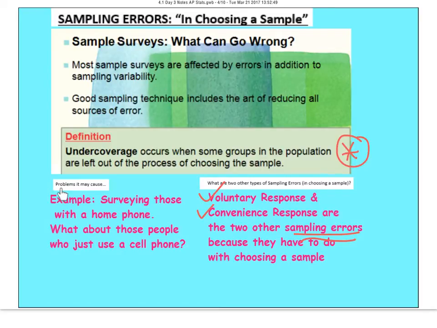A great example of what may cause it is, what if you choose to survey those with a home phone? Well, what about those people who just use a cell phone? What about the teenagers? What about you guys? If someone just surveys those on a home phone, it's going to be biased in how they designed and chose their sample, which could cause undercoverage in creating the sample.